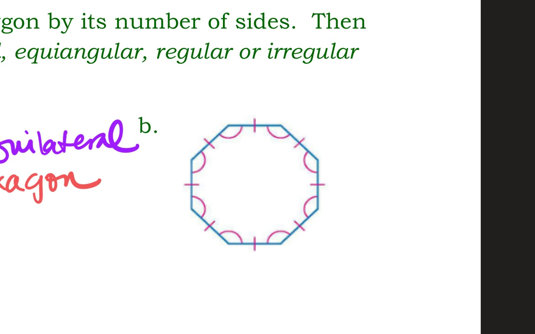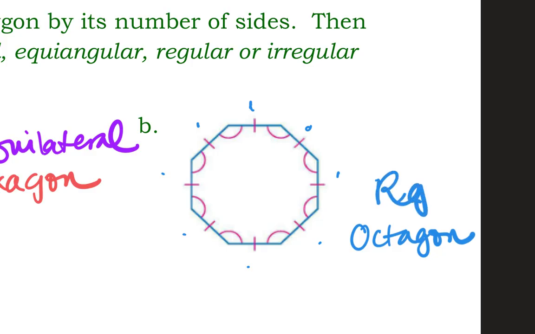How many sides does the next one have? 8. Let's see. 1, 2, 3, 4, 5, 6, 7, 8. So an 8-sided shape is an octagon. And because all the sides and angles are equal, this is a regular. If it's both, we're going to call it a regular. It's a regular octagon.